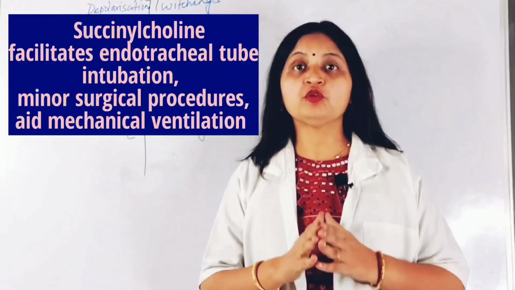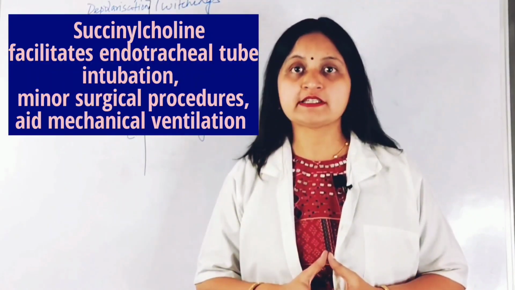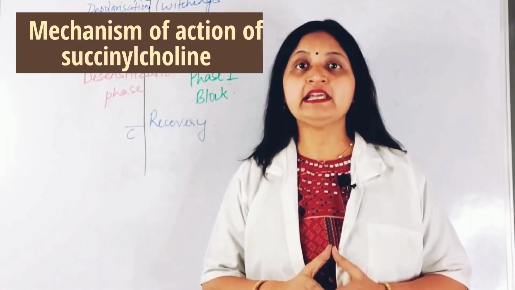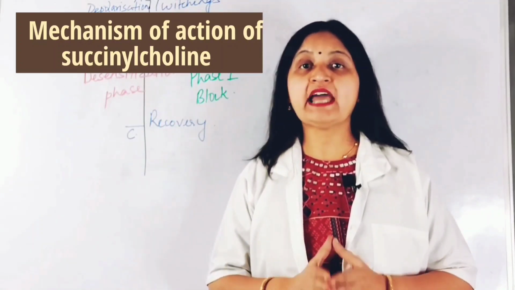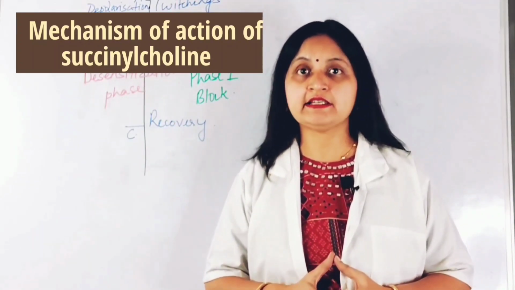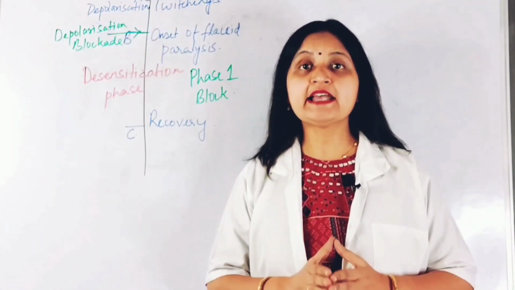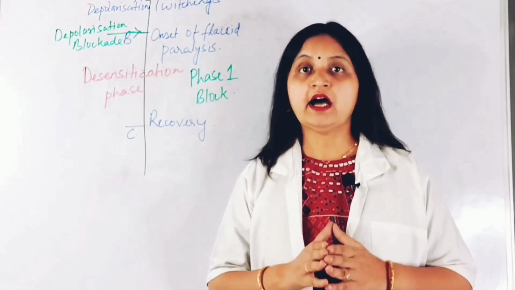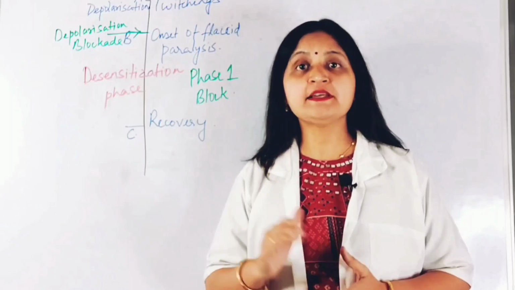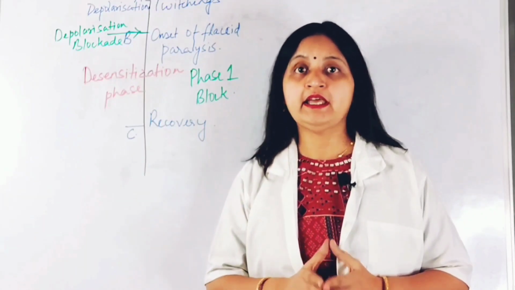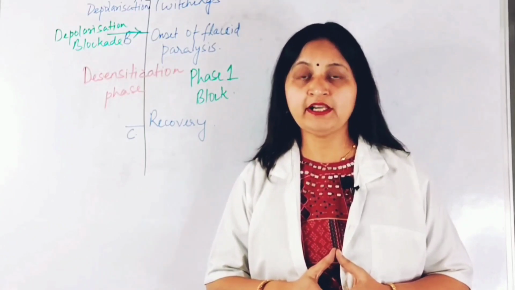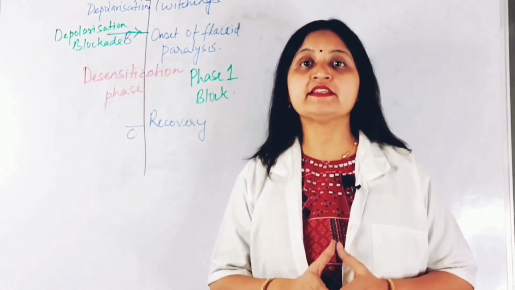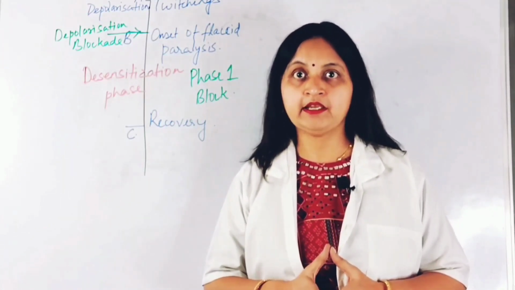So let's now move on to the mechanism of action of succinylcholine. Succinylcholine is an acetylcholine analog. So how does succinylcholine act as a skeletal muscle relaxant? The underlying mechanism of action is similar to that of acetylcholine in that it directly stimulates the NM receptors of the motor end plate, causing depolarization of the muscle membrane.